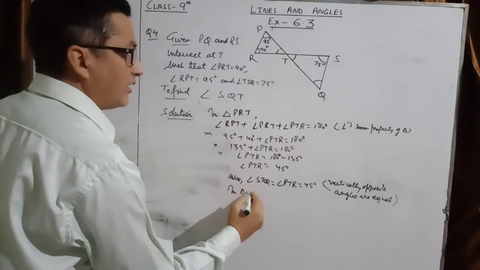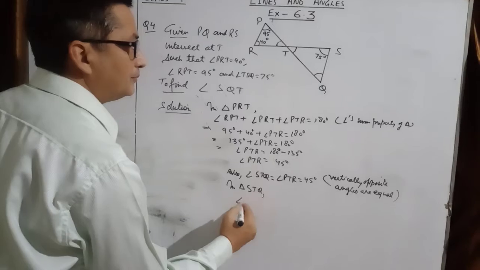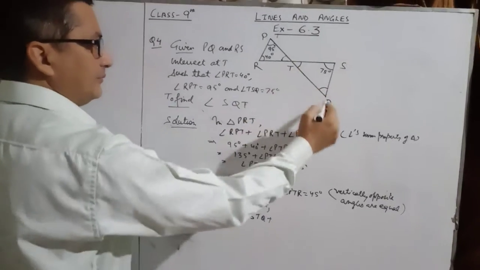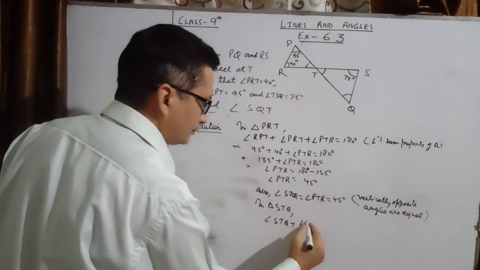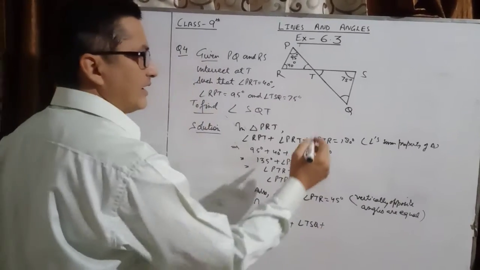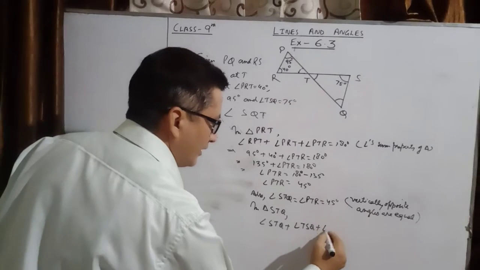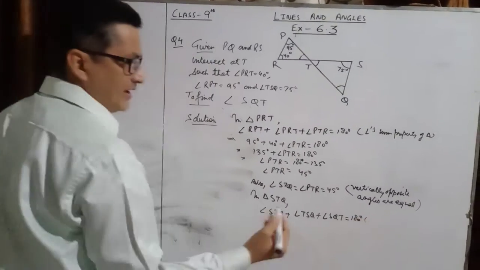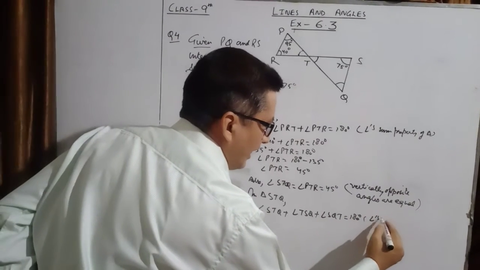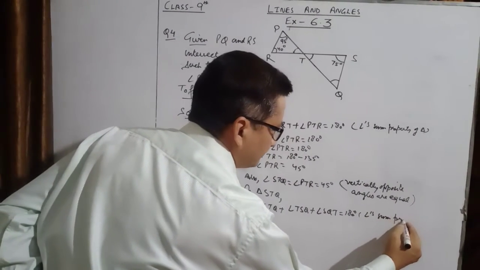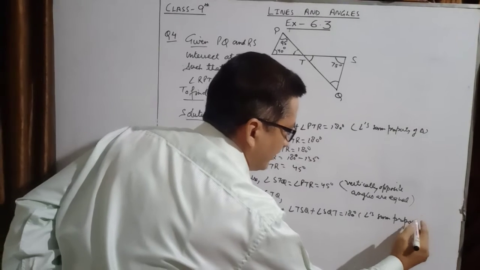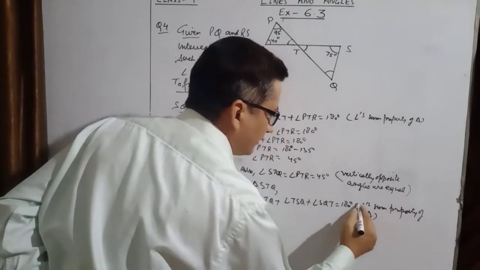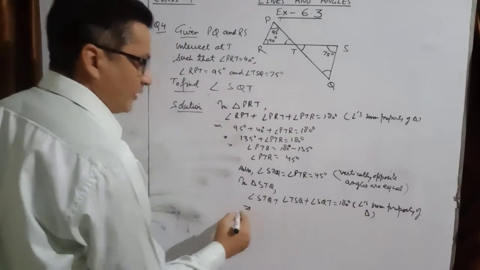Now in triangle STQ, angle STQ plus angle TSQ plus angle SQT is again equal to 180 degree. Property is same, that angle sum property of triangle. Now put the values.